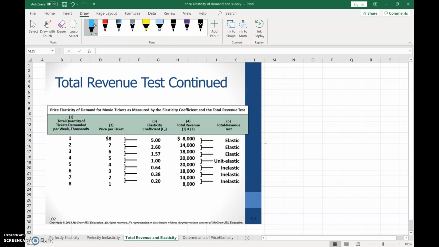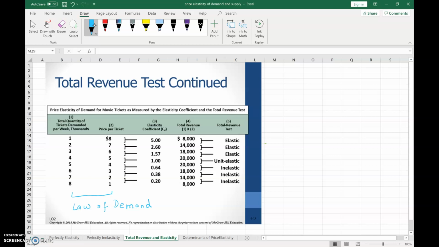Column 1 is showing me the total quantity increasing from 1 unit all the way to 8 units. Column 2 is showing us the price keeps going down from $8 to $1. So this is the law of demand in play. When price is going down, quantity demanded is going up.